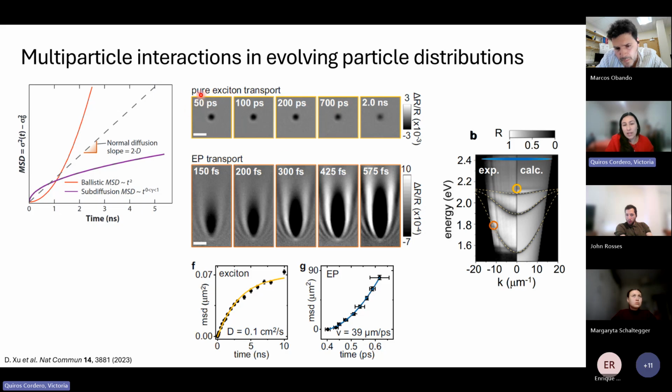And we see how the excitons show pure exciton transport like we expect in the nanosecond regime, and the polaritons show very fast transport in the femtosecond regime. And when we track the mean square displacements of all of these particle distributions, we see subdiffusion for the excitons and superdiffusion for the polaritons. And we can even calculate the velocity at which they propagate.